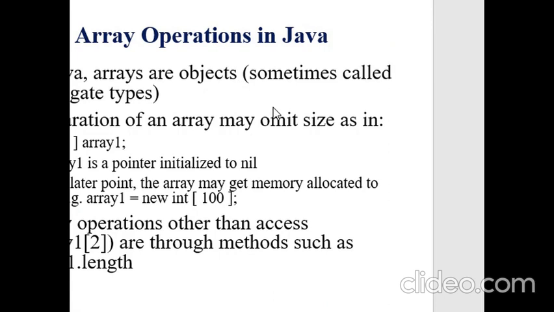Array operations in Java: arrays are objects, sometimes called aggregate types. In a declaration, an array may omit the size in array 1. Array 1 is a pointer initialized to nil. Later the array may get memory allocated. Example: array 1 = new int. There are no array operations other than access through methods such as array length.